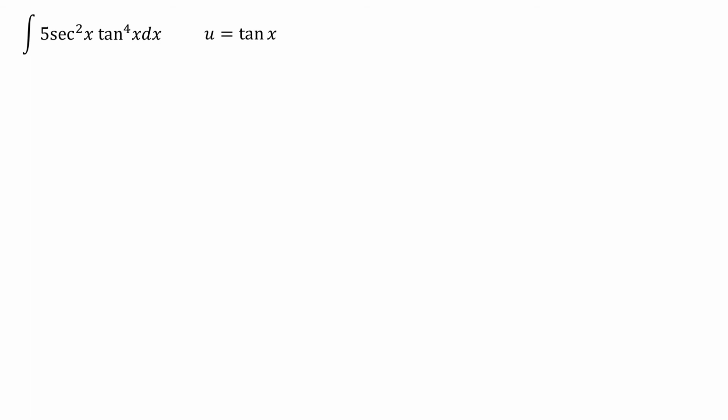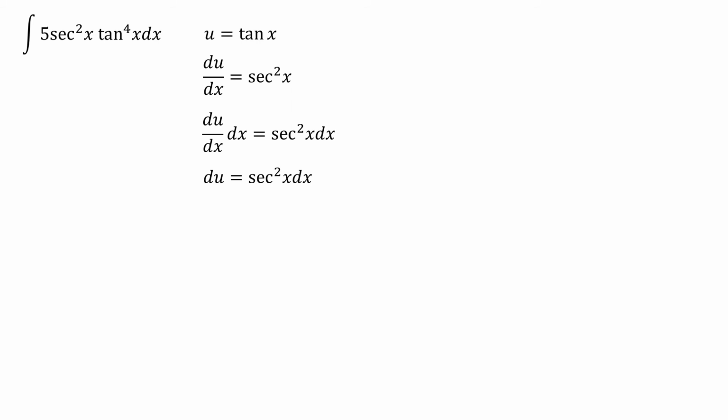Now, if you're scratching your head saying this makes no sense at all, look at what happens if I take the derivative of tangent. The derivative of u with respect to x, well, the derivative of tangent is secant squared. Sure enough, I see a secant squared in the equation. So if u equals tangent of x, the derivative will be secant squared x. So my du will be secant squared x dx.